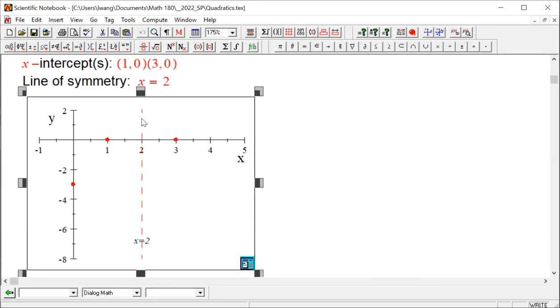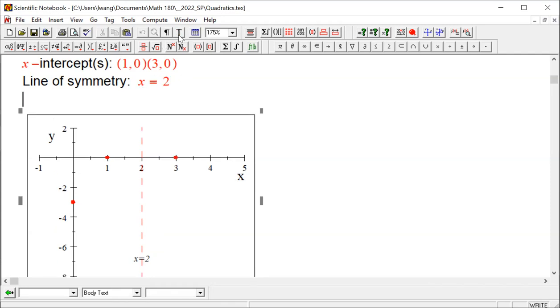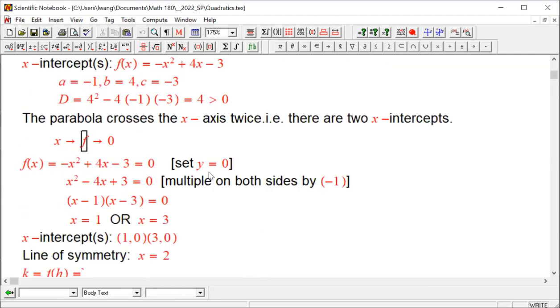So this vertical line is x equals 2. We know the vertex is going to be on it. And we don't know the k, but what will be the k? Well, we talked about this before: k is f of h, the highest point. So what we can do here is take our function.